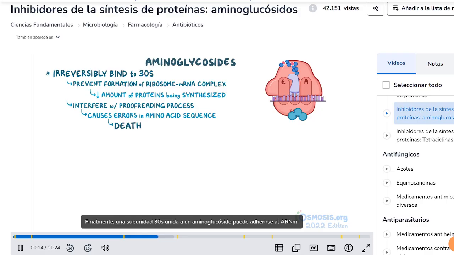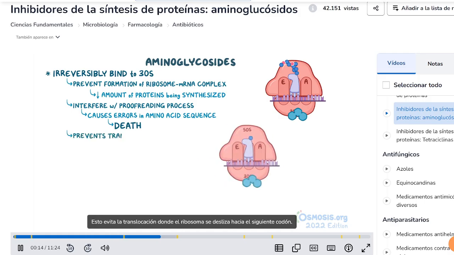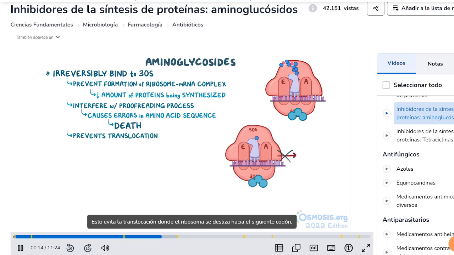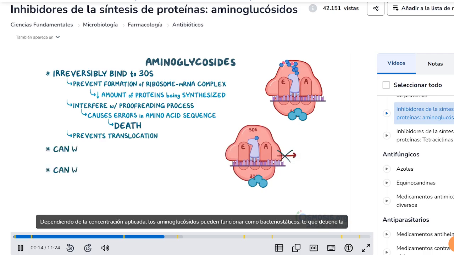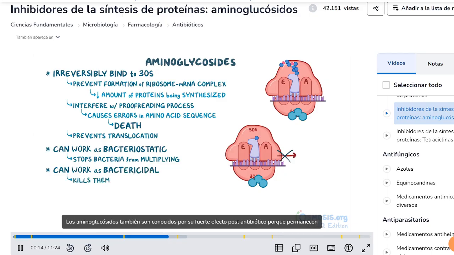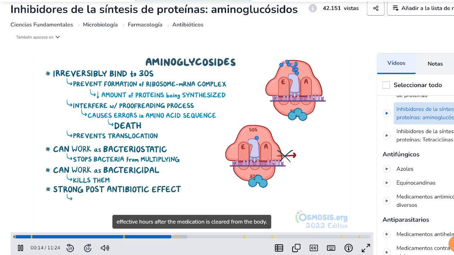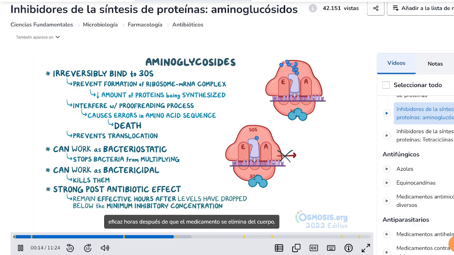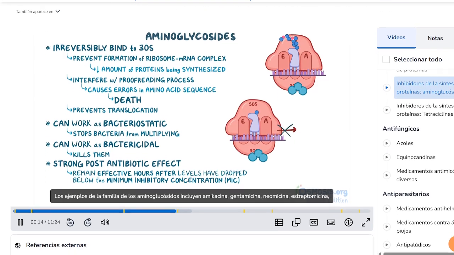Finally, a 30S subunit bound to an aminoglycoside can get stuck to the mRNA. This prevents translocation, where the ribosome slides over to the next codon. Depending on the concentration applied, aminoglycosides can work as bacteriostatic, which stops the bacteria from multiplying, or bactericidal, which outright kills them. Aminoglycosides are also known for their strong post-antibiotic effect, because they can remain effective hours after their levels have dropped below the minimum inhibitory concentration, or MIC, which is the minimum concentration that inhibits the growth of a microorganism.